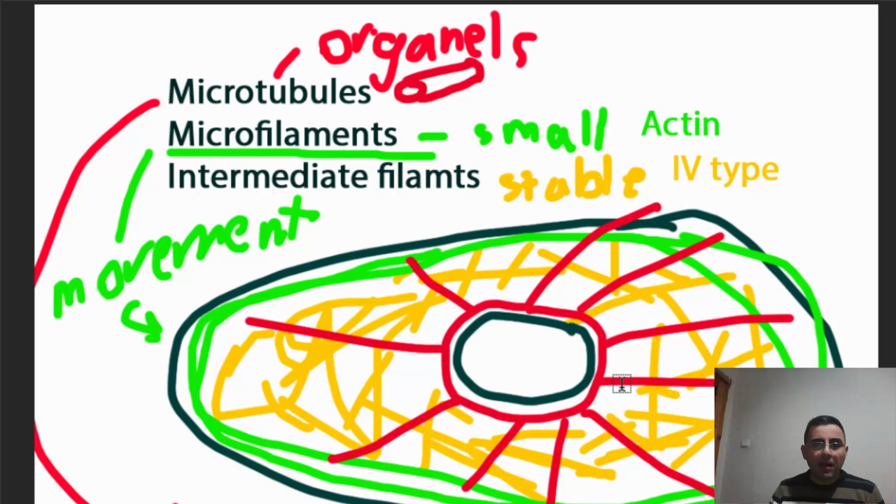Microfilaments are the smallest structure. They are responsible for cell structure and cell movement itself, and cell deformation. Intermediate filaments are stable structures, and they are responsible for cell shape and cell stability. This is the information you need to know about these three cytoskeletal structures.